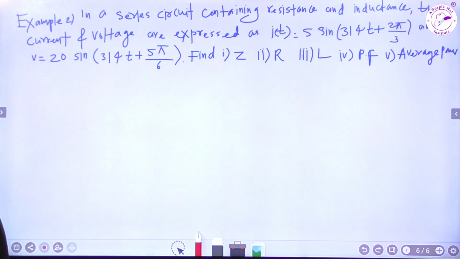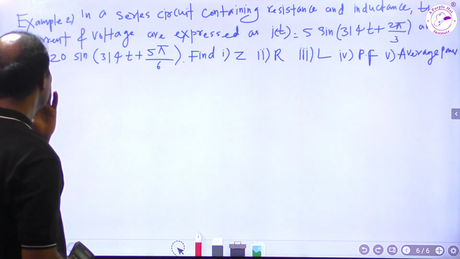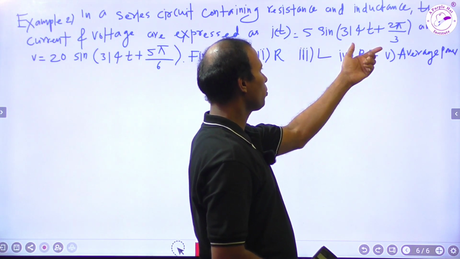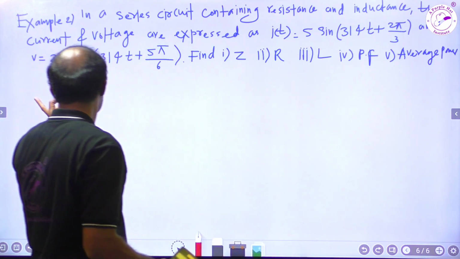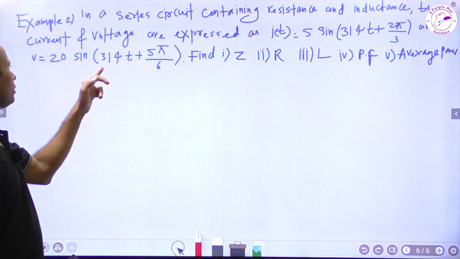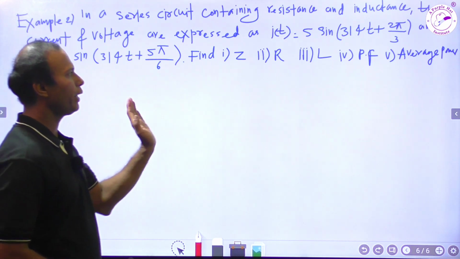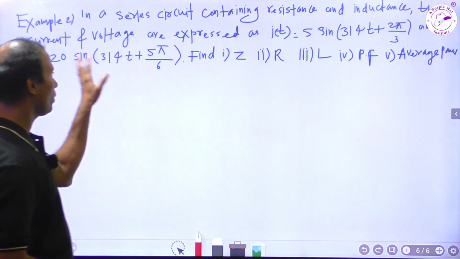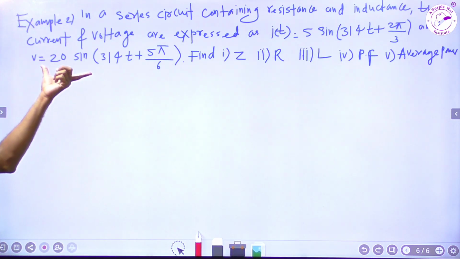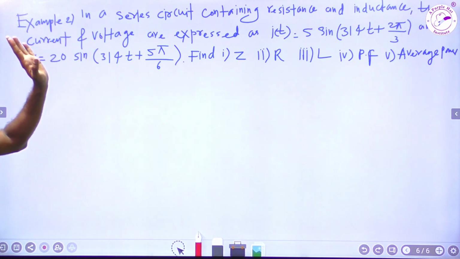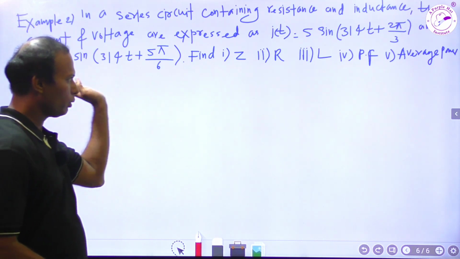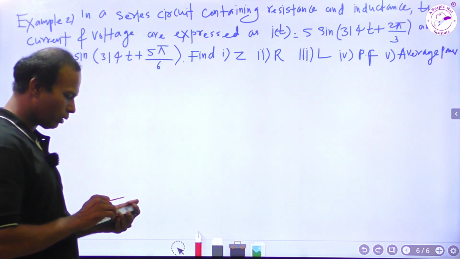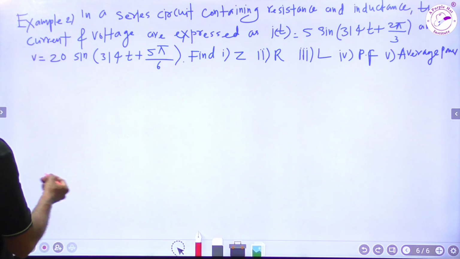Now let's see another example. In a series circuit containing resistance and inductance, the current and voltage are expressed as i equal to 5 sine in bracket 314t plus 2 pi by 3, and V equal to 20 sine 314t plus 5 pi by 6. Find Z, R, L, power factor, average power. This is again an important problem because students have trouble when data comes in sinusoidal, polar or rectangular form. This is a problem for the first year engineering learner. So we will make the solution simple and try to solve it.